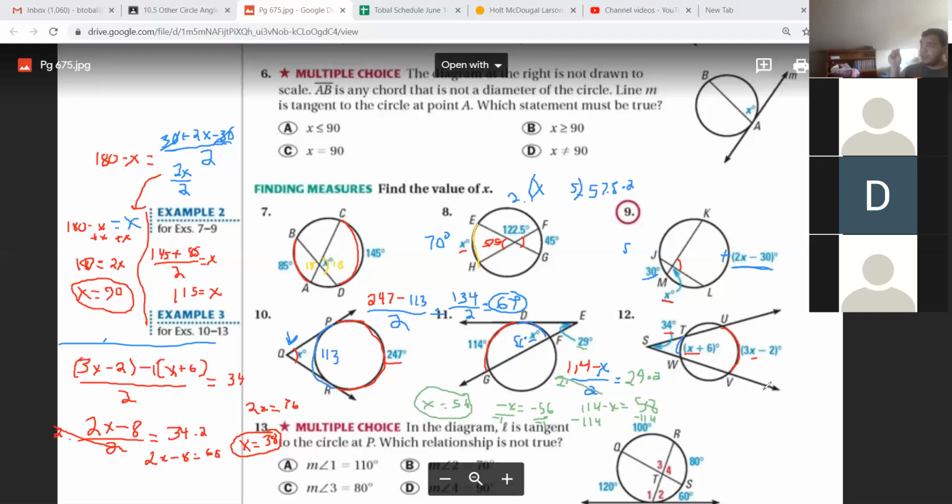Mr. Tabal, for question 12, I got up to 2x minus 8 over 2. What do you do after that? I would multiply 2 on both sides to get rid of the 2 on the bottom. And then multiply 2 over here to make that 68. So then I got 2x minus 8 equals 2x. No, 34 times 2. This right here is 34. That's on the right side of the equal sign. I get that from this part right here. The 34 angle.